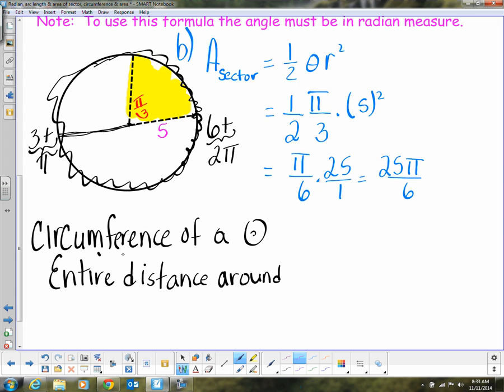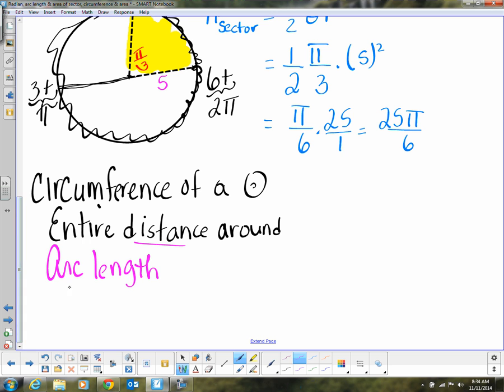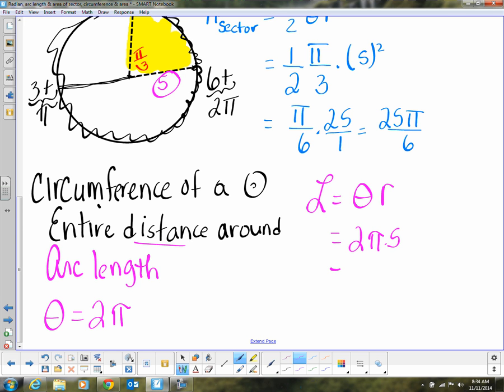So here we go. When you're doing the circumference of a circle, it has to do with distance. It has to do with arc length. But anytime you're dealing with the entire circle, what is theta on an entire circle? 2 pi. So if I want the circumference of a circle, I'm working with the arc length formula you did yesterday. What is theta? 2 pi. What is the radius? 5. So what is the circumference of this circle?